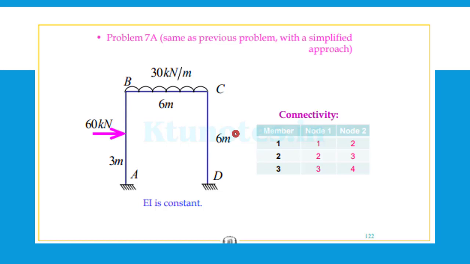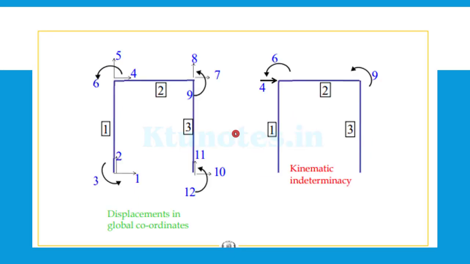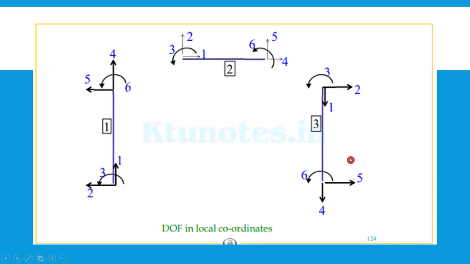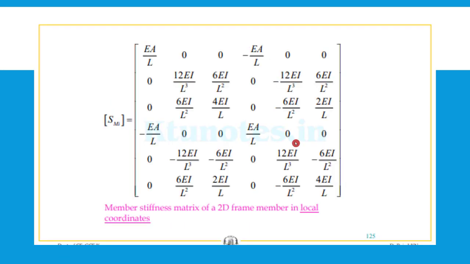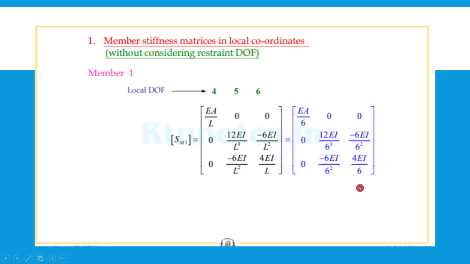Actually, this is the same as the previous problem with a simplified approach. So we'll see what's the difference in this one. Here the problem question is written, and the quantity is written here. So the global coordinates and the kinematic coordinates are written here. The degrees of freedom and local coordinates are written here. Up to this point it is the same. Then again the member stiffness matrix in the element coordinate is written here.